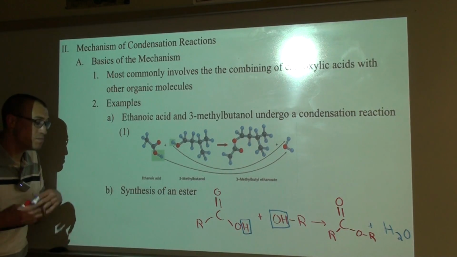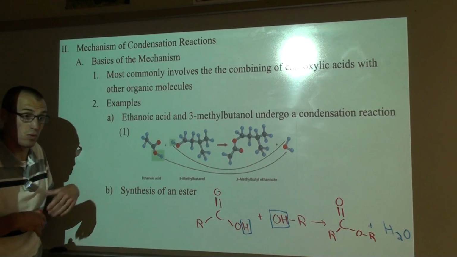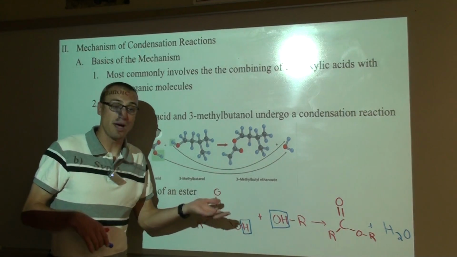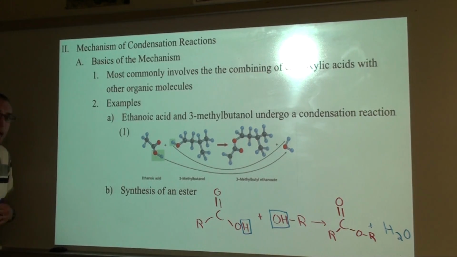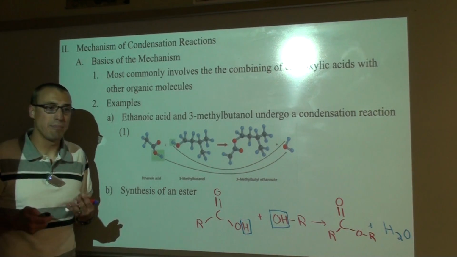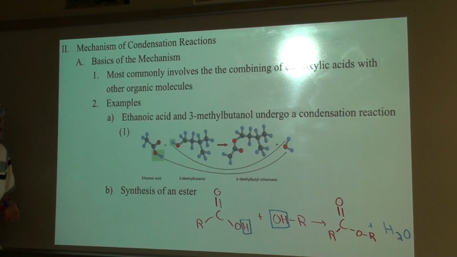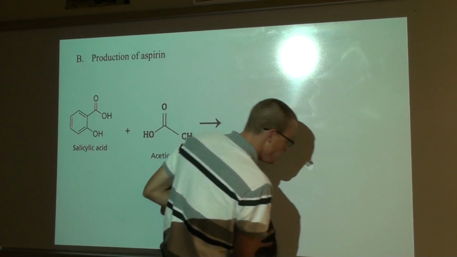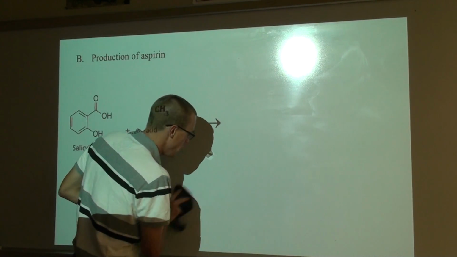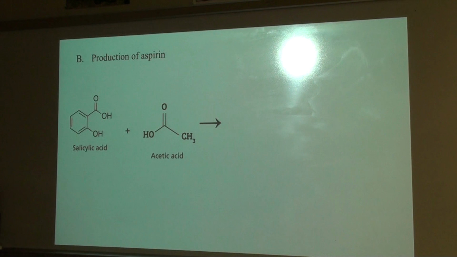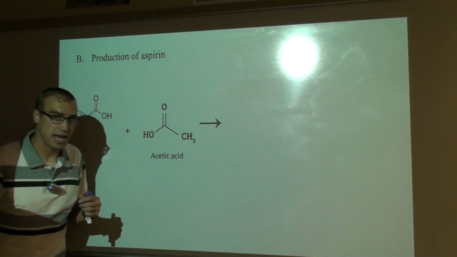This is important. This basis of the synthesis of an ester, or this type of condensation reaction, is important as we look into the production of aspirin. So let's look in depth and in detail at what happens during the production of aspirin. Let's start out with the two reactants that are involved: salicylic acid and acetic acid.